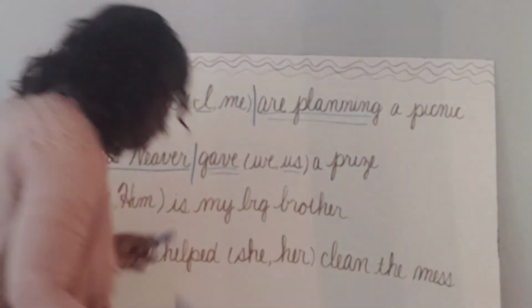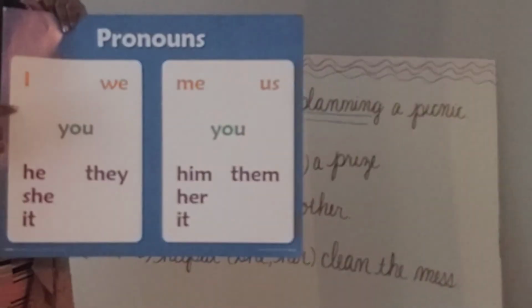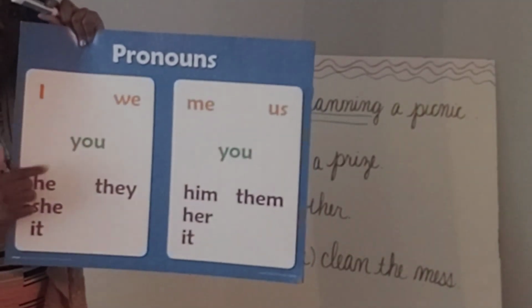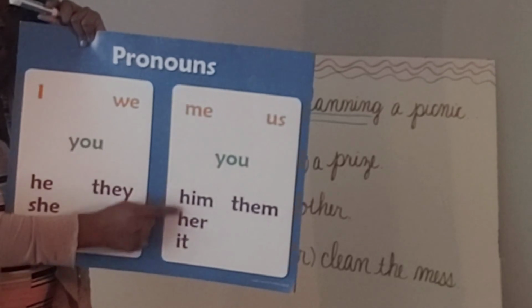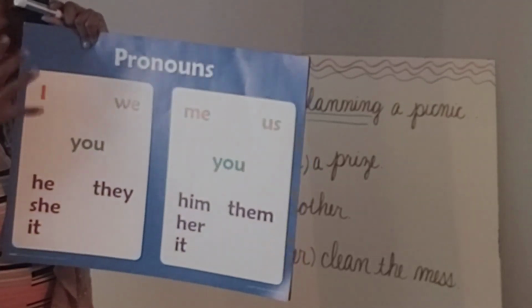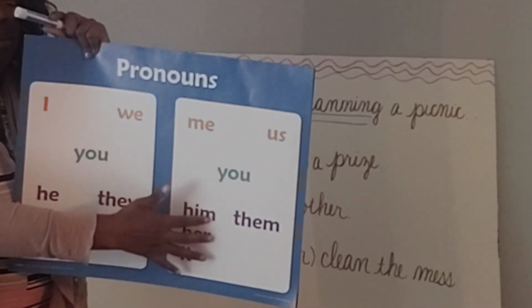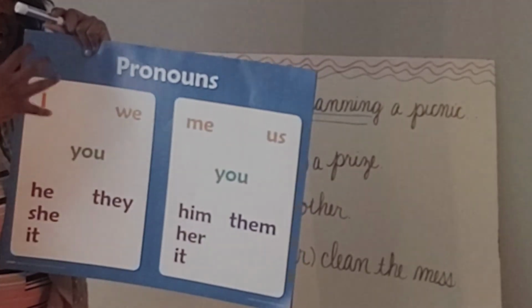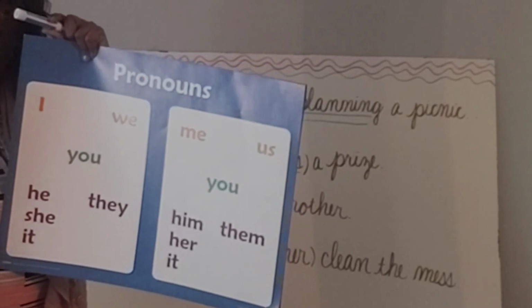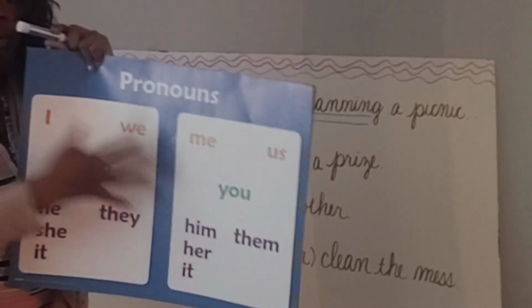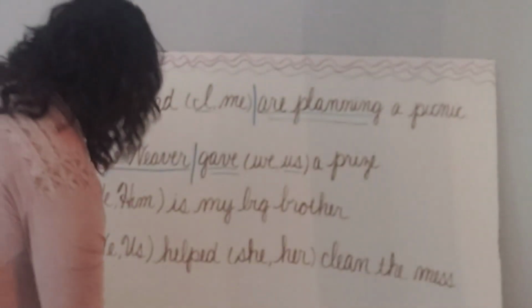So it's just memorizing these as the subject and these as the predicate part. And if you can memorize I, you, he, she, it, we, they, and then me, you, him, her, it, us, them. I, you, he, she, it, we, they, those are all subject pronouns. Me, you, him, her, it, us, them, predicate pronouns.